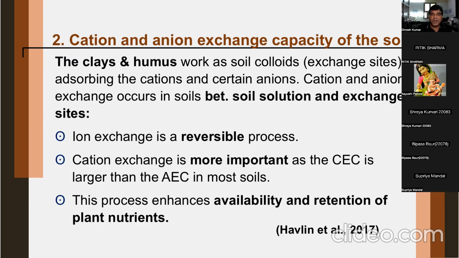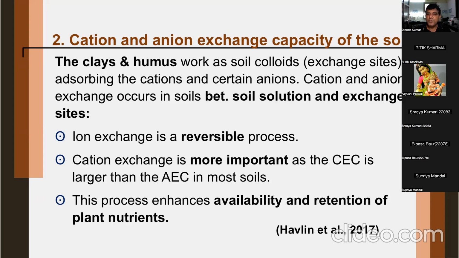The clays and humus. Now let us see how the cation and anion exchange capacity of the soil affects nutrient supply to the soil solution. Generally, if you have higher cation or anion exchange capacity, the ions adsorbed to these colloids are higher in number, so replenishment will be more. If your cation or anion exchange capacity is low, then the buffering capacity of the soil will be low.